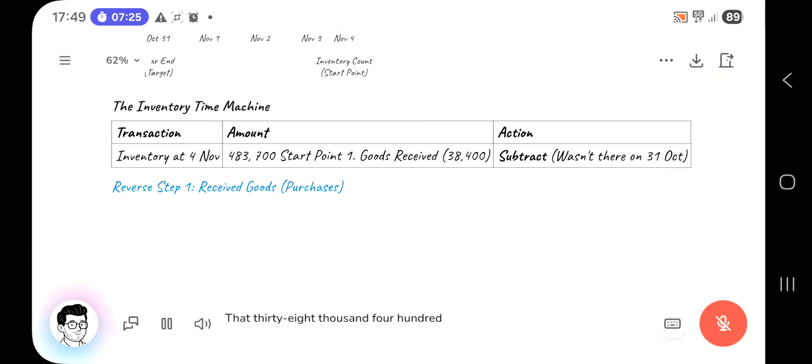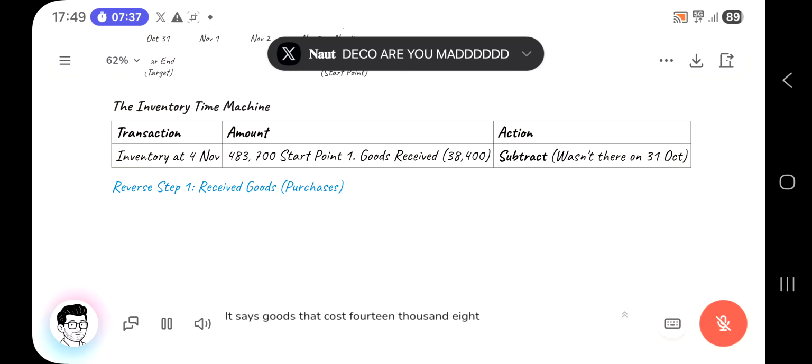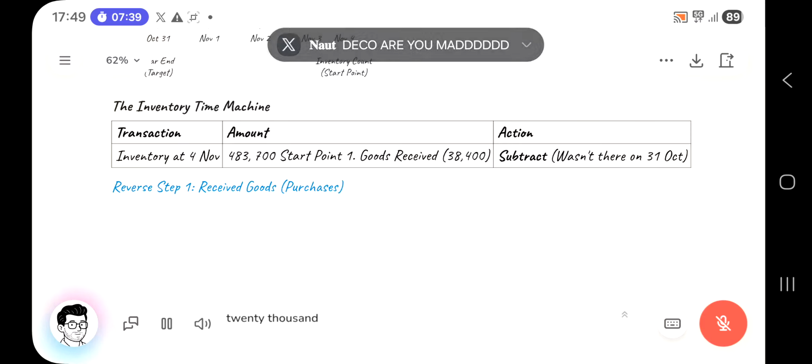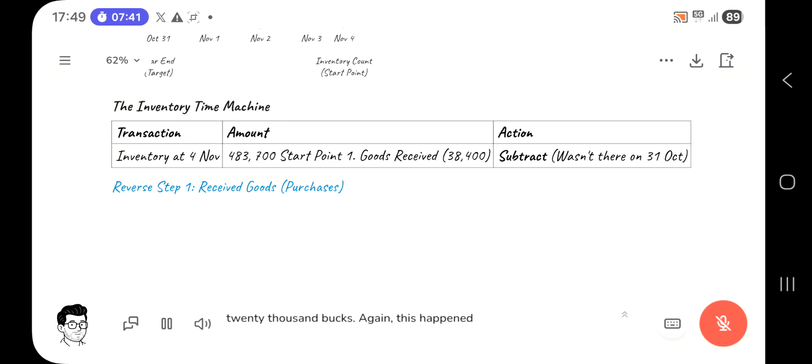That 38,400 comes from point 1 in your materials. Now, check out point number 2. It says goods that cost $14,800 were sold for $20,000.